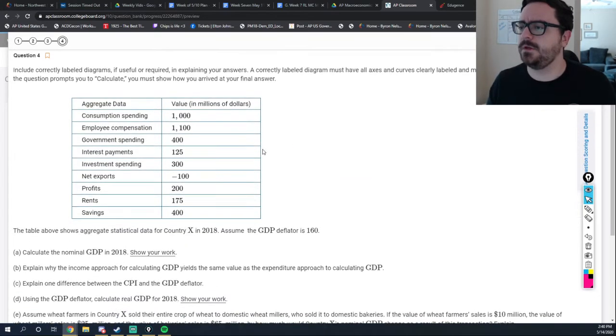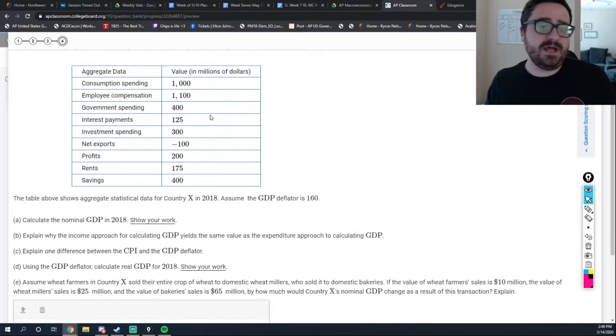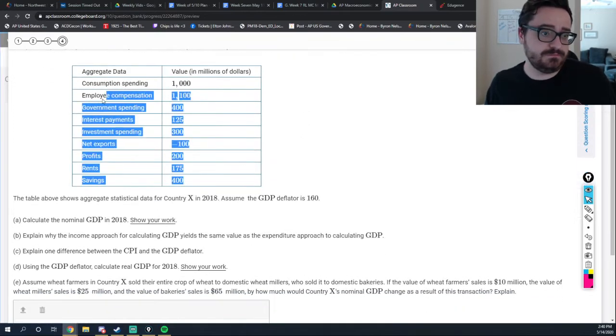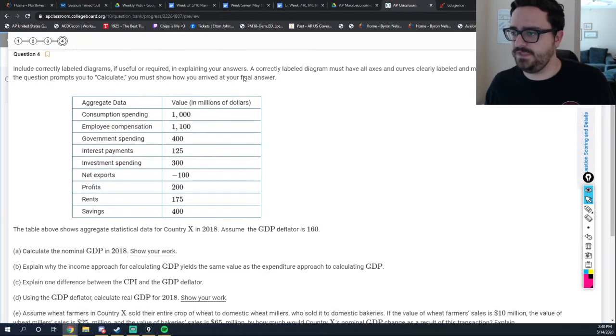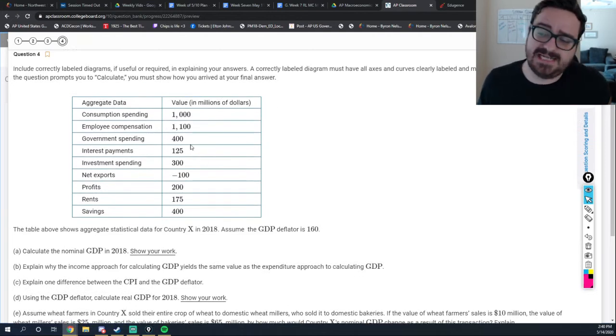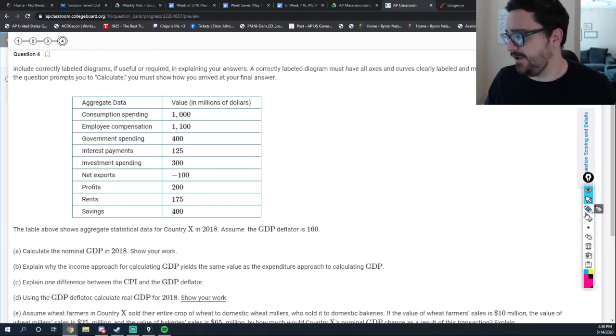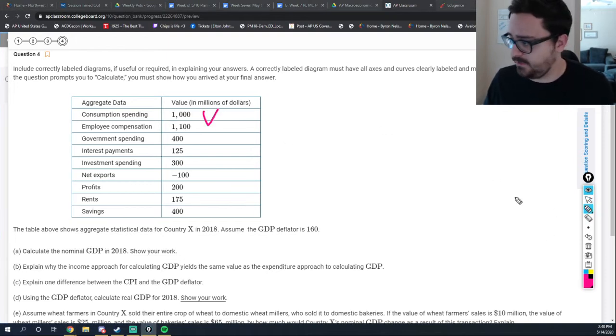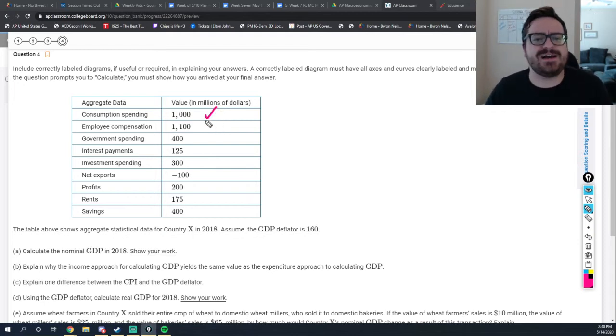Okay, question 4. So we got a whole bunch of stuff in here. This is the first part, and then they give me a data table. The problem is they give me a whole bunch of extra information. I see consumer spending. I know that counts for GDP. Cool. I see employee compensation. That's like wages, which does count in GDP from a different perspective. If you do the income approach, that would work.